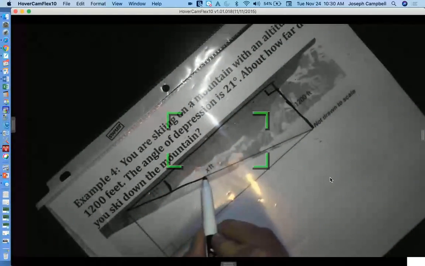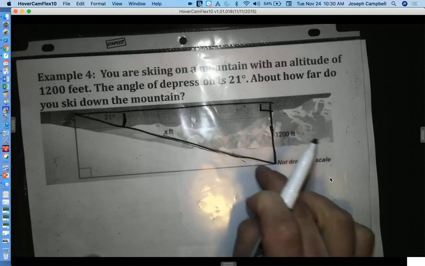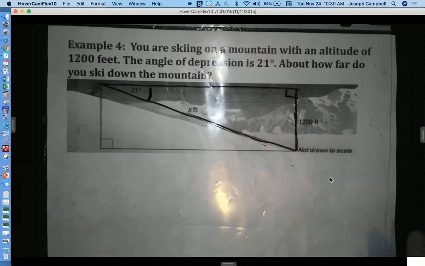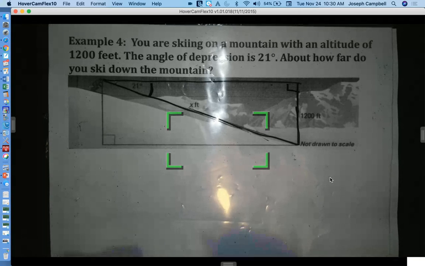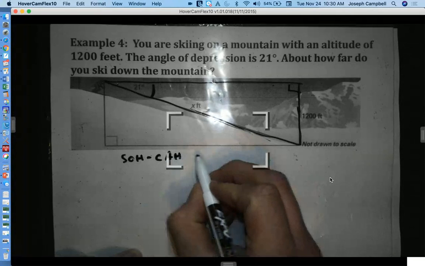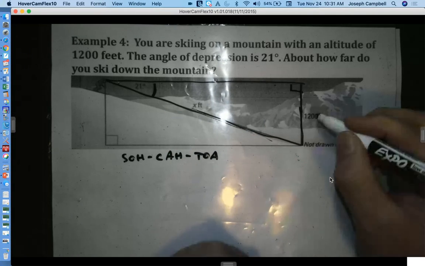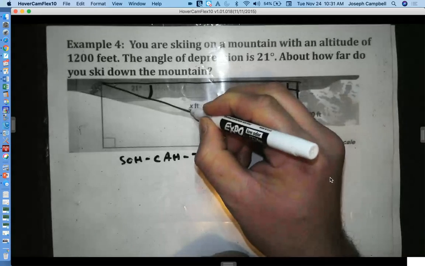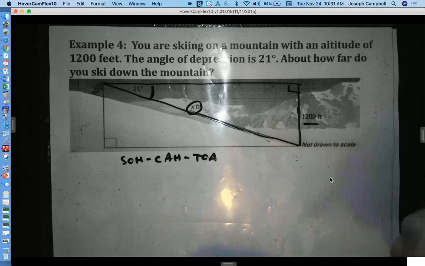Ignore the noise. A lot of noise going on there, but this is what we're interested in. So what trig function am I going to use? Let's write it out. SOH CAH TOA. Try and guess. What trig function will I use? I'm given 1,200. I'm looking for x. Pause it and take a guess.